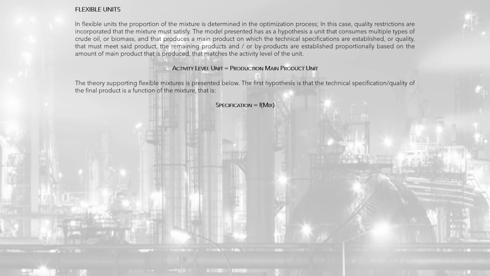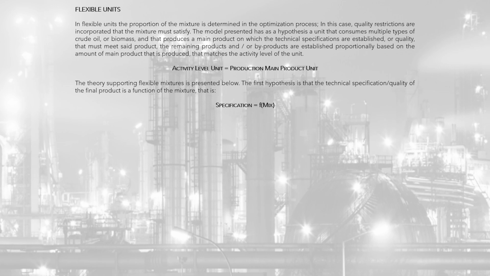The remaining products and/or byproducts are established proportionally, based on the amount of main product that is produced, that matches the activity level of the unit. Then, activity level of the unit equals production of the main product in the unit. The theory supporting flexible mixtures is presented below.